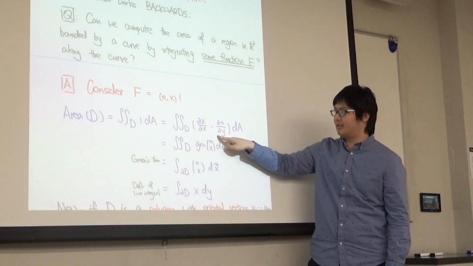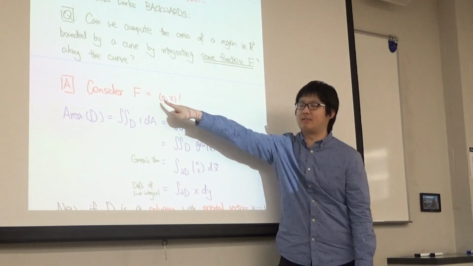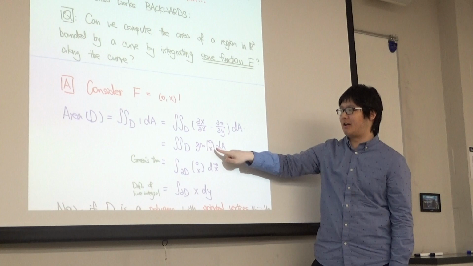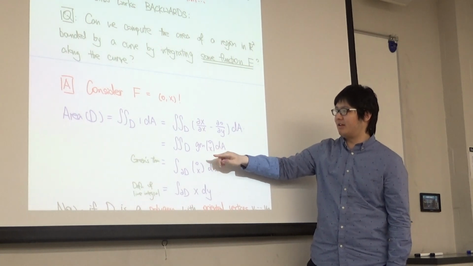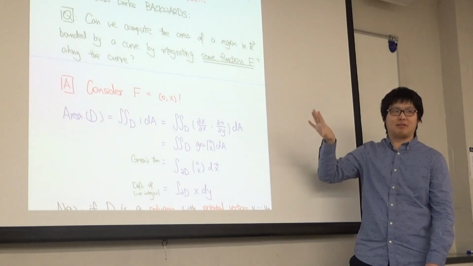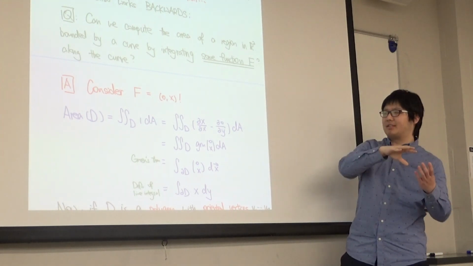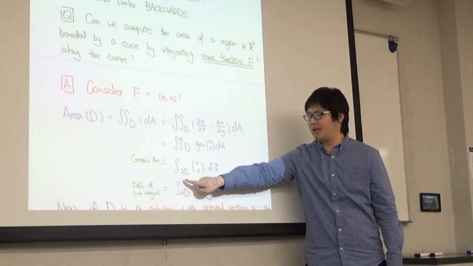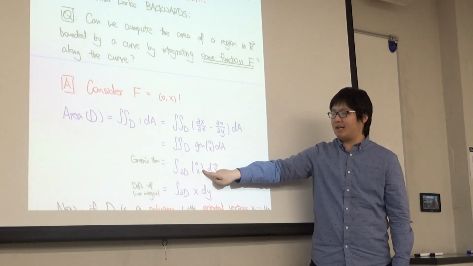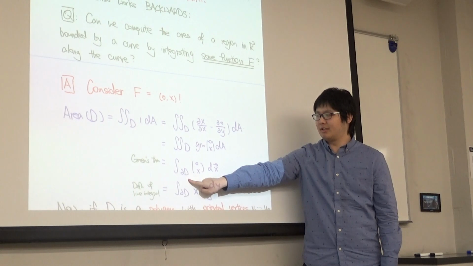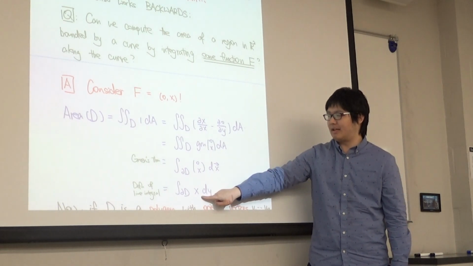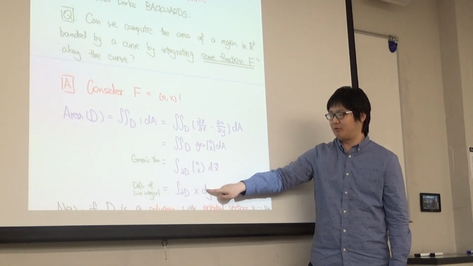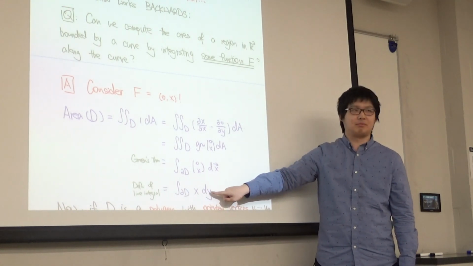And this is indeed the Green operator of this f here. So this is the Green operator applied to (0, x). And this is the right-hand side of Green's theorem. Then we can convert it to the left-hand side, which is the line integral along the boundary. So this is the same as integrating (0, x) along the boundary of the region. And by the definition of line integral, this is the same as integrating x along the boundary of D with respect to y.